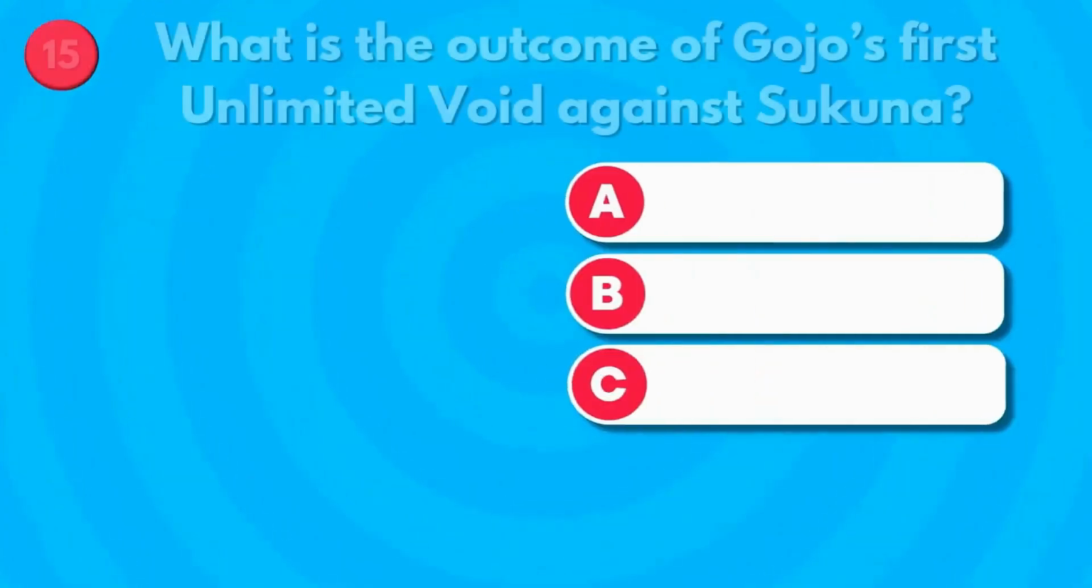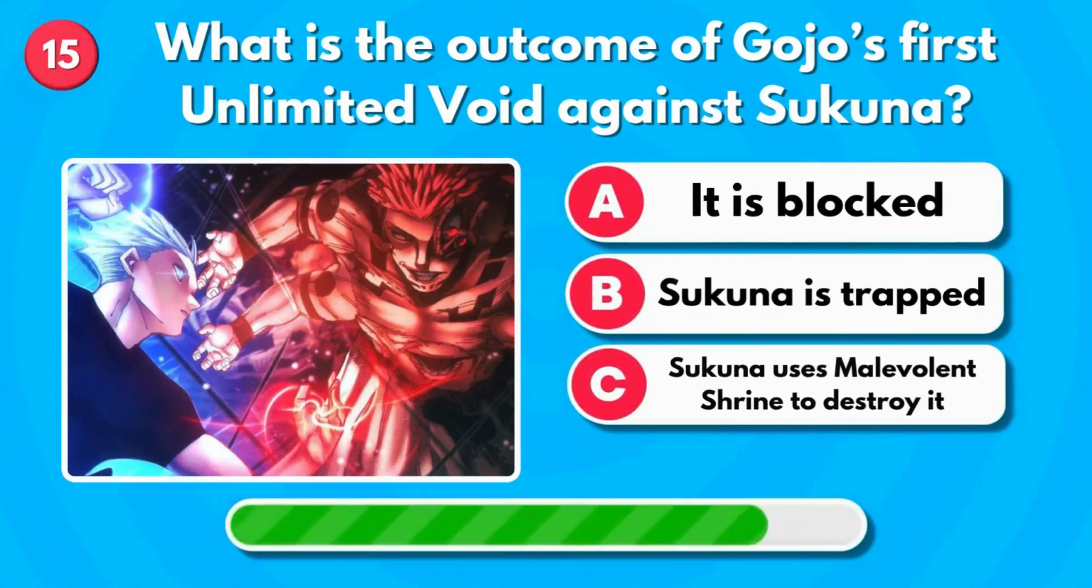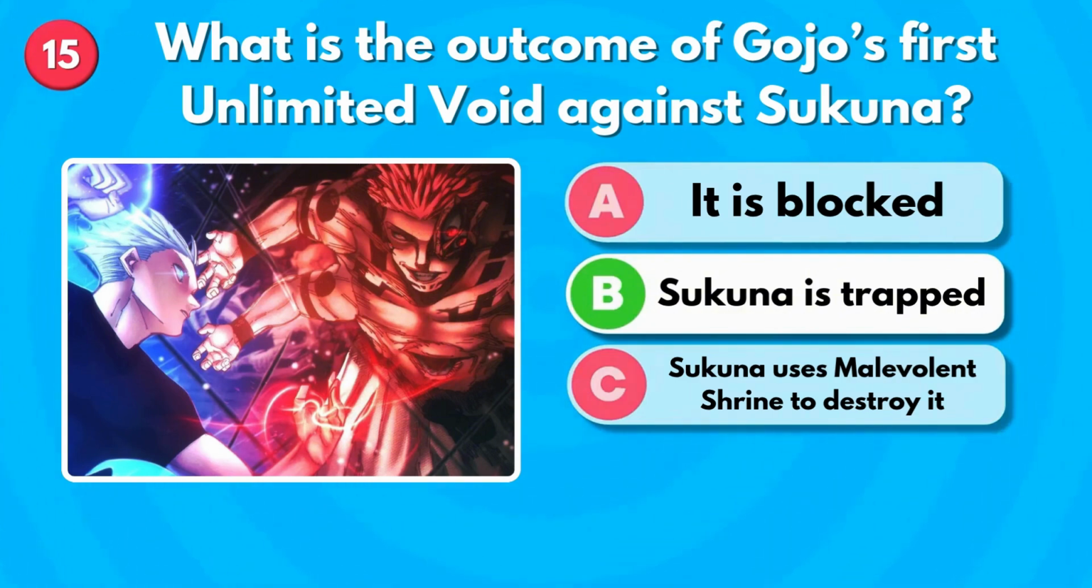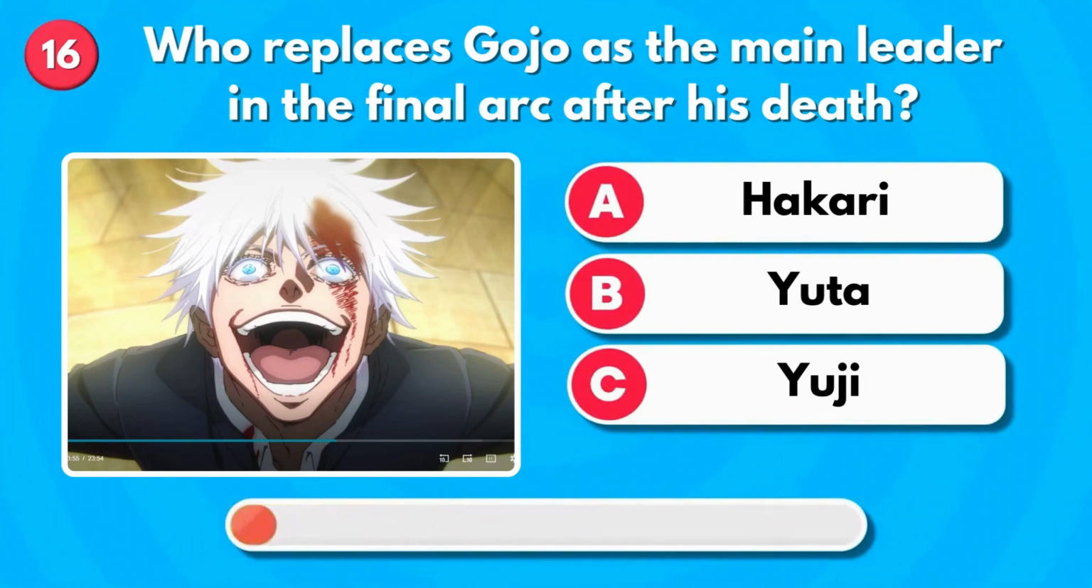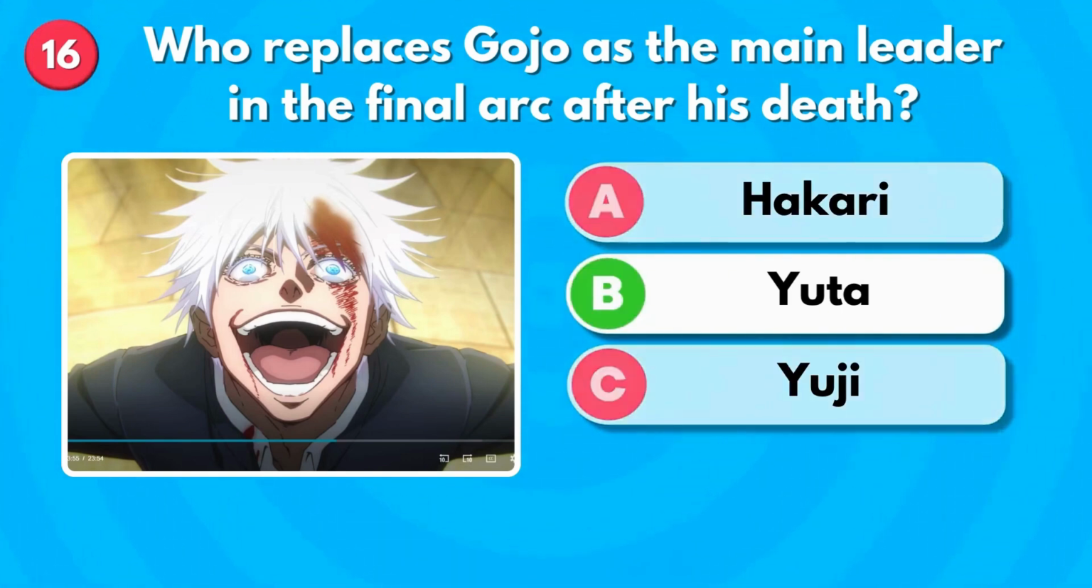Void. What is the outcome of Gojo's first Unlimited Void against Sukuna? Sukuna is trapped. Who replaces Gojo as the main leader in the final arc after his death? Yuta.